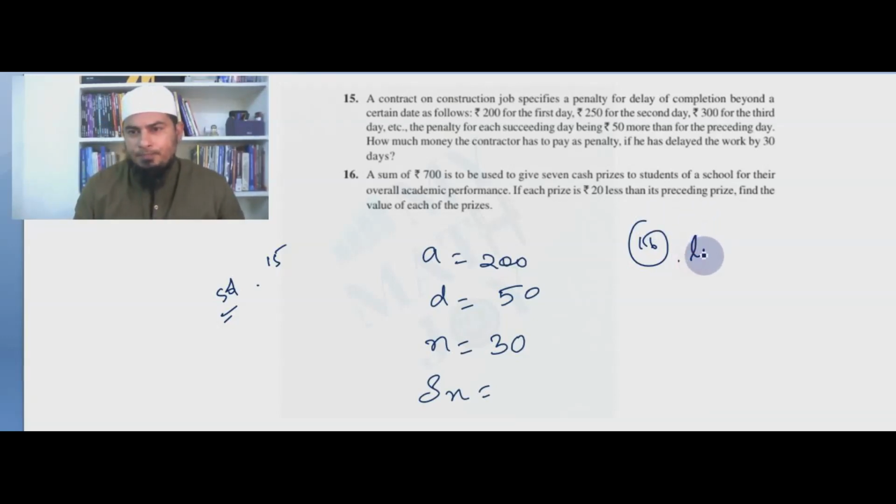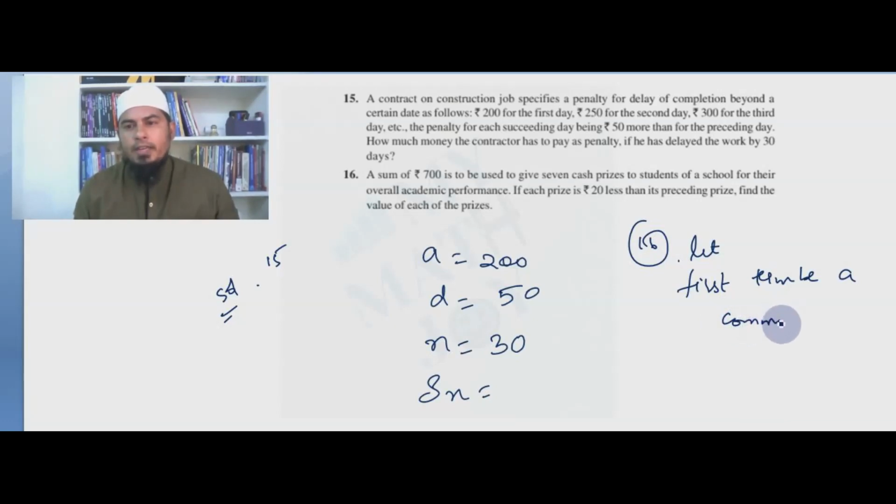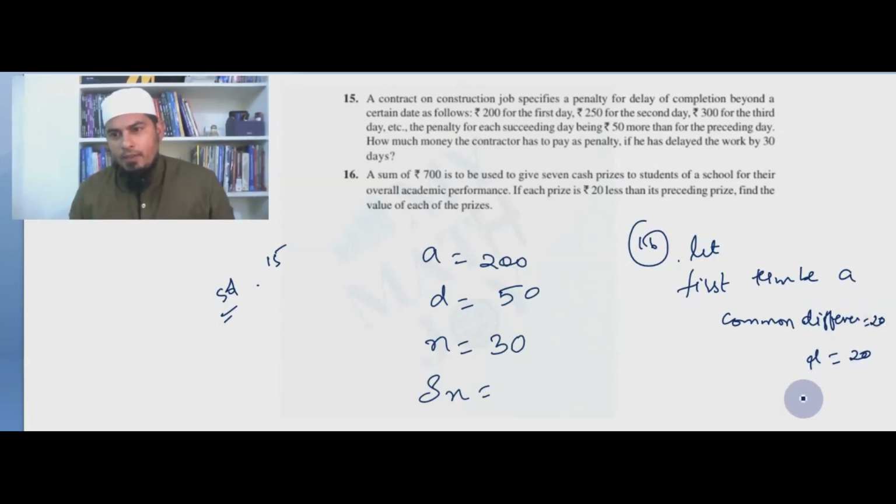So let our first term be a, and the common difference accordingly will become less. The common difference will be 20, that is d is 20. We want how many prizes? 7 prizes. So n is 7. Total rupees are 700. So this much information is given.